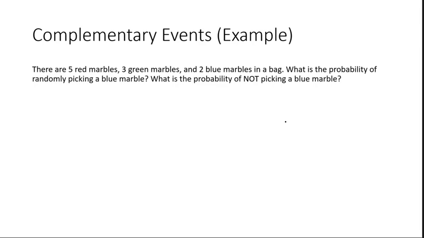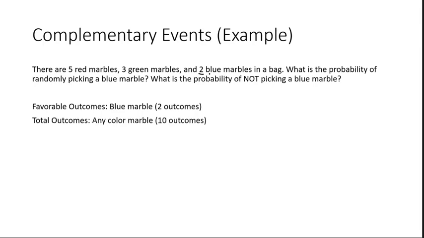So when picking a blue marble, we have 2 favorable outcomes. We have 2 blue marbles, 2 to choose from to get what we want. Now the total possibilities, the total outcomes, is we have 5 plus 3 plus 2 marbles, which gives you 10 total. So to find the probability of picking a blue marble, we take the favorable, which is 2, divide by the total outcomes, which is 10, and that gives you 2 over 10. And as a percent, we can convert to a decimal first if you need. That would be 0.2, which would be 20%.